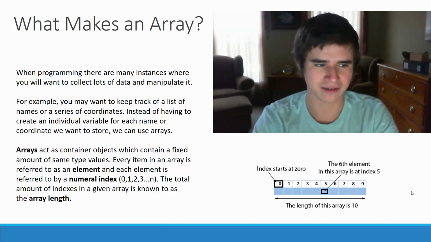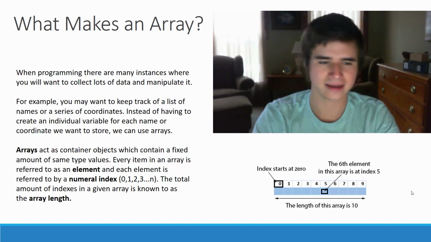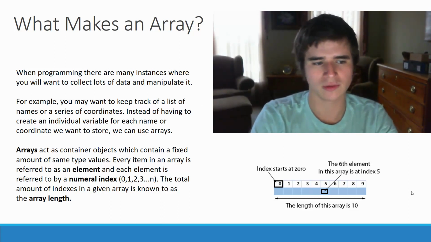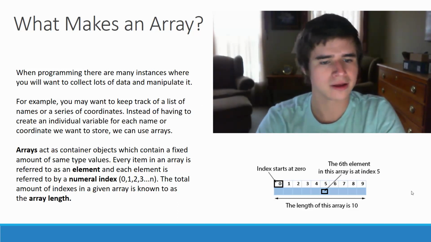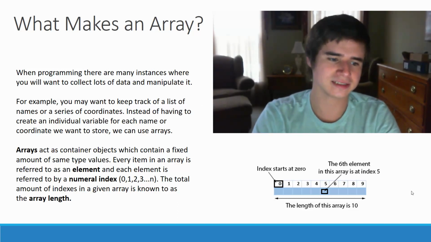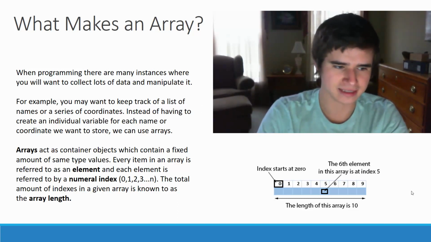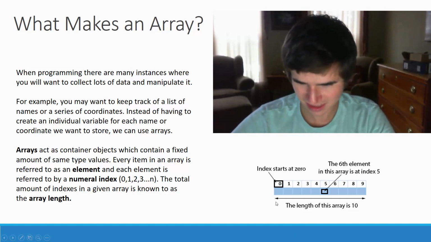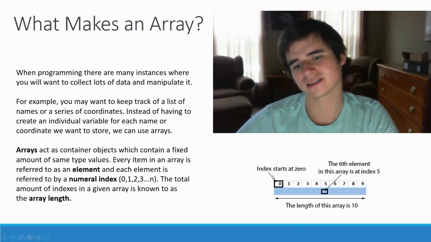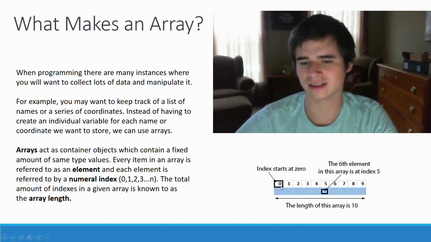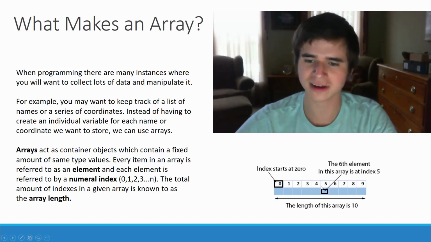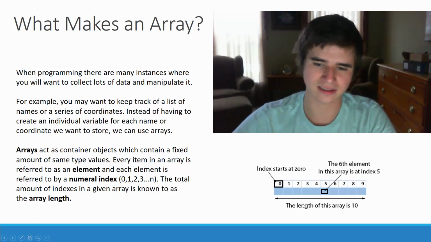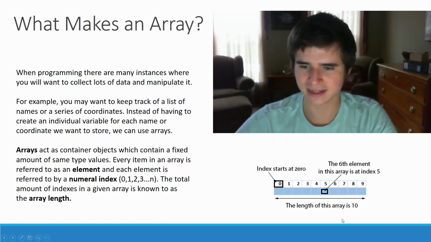Arrays act as container objects which contain a fixed amount of same type values. Each item in an array is referred to as an element, and each element is referred to by a numerical index which begins at 0. The total amount of indices in a given array is known as the array length. So the index starts at 0, 1, 2, 3, 4, 5, 6, 7, 8, 9, so 0 through 9. That means that the length of the array would be 10.